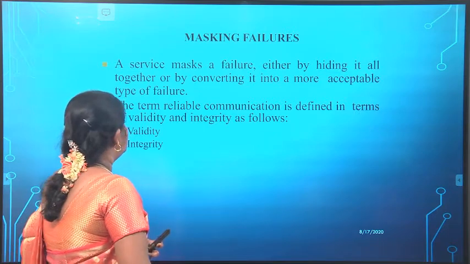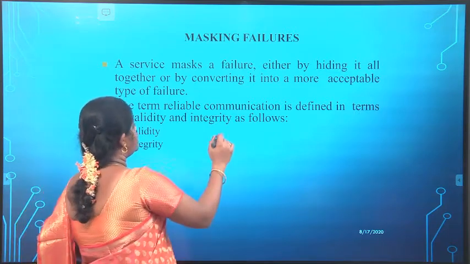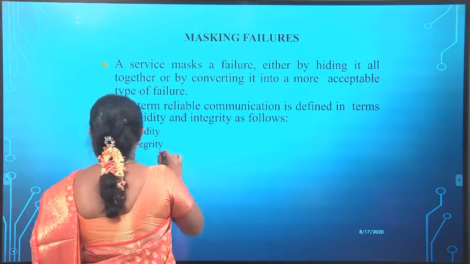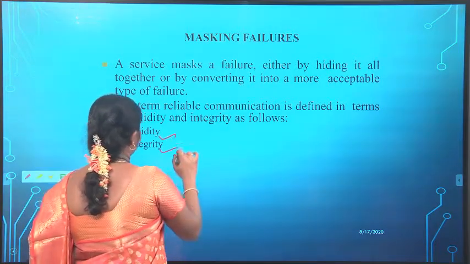Next, there are two terms which tell about reliable communication. One is validity and another one is integrity.